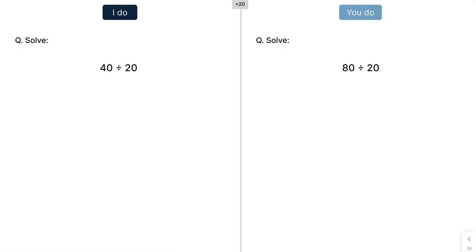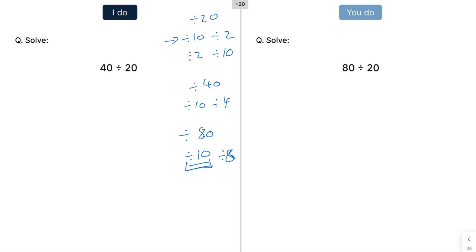So dividing by 20. So when you're dividing by 20, it's the same as dividing by 10 and then dividing by 2. And we want to do it in this order, 10 and then 2, and not the other way around, not 2 and then 10. It's just easier to do it like this. And equally speaking, if you were dividing by 40, it's the same as dividing by 10 and then 4. And same if you're dividing by 90 or 80, it's the same as dividing by 10 and then 8. Now, we are using this 10 on purpose because I've shown you what you do with 10.